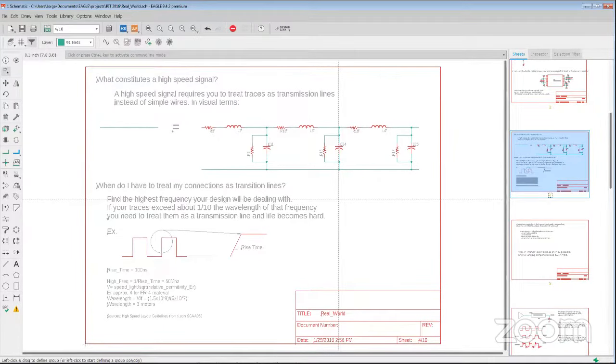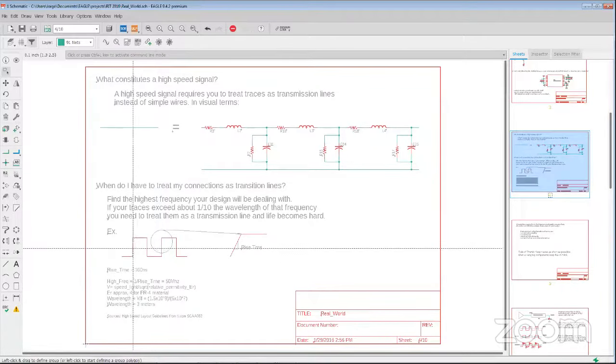Maybe you need to model some of them and not all. Which ones do you need to model? So look at this example. What you're going to notice is that the absolute frequency of the waveform isn't a critical thing. The rise time, whatever the fastest rise time in your design is, that's really what's going to determine the fastest frequency you're dealing with.